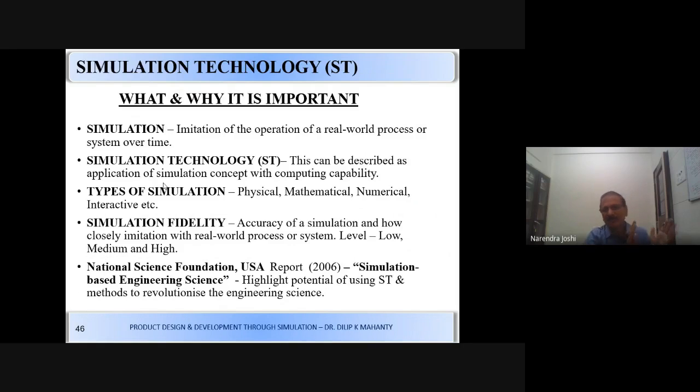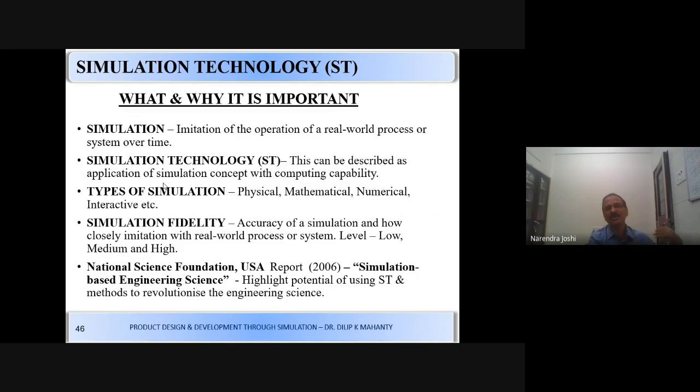So we talk about simulation. The next thing is simulation technology. What is simulation technology? It can be best described as the application of simulation concept with computing capability. And today, in the last 2 to 3 decades, this has taken over the scientific and technological world in a big way.